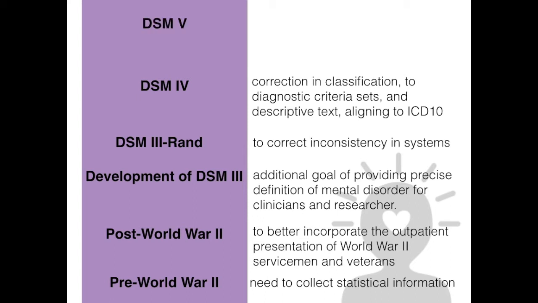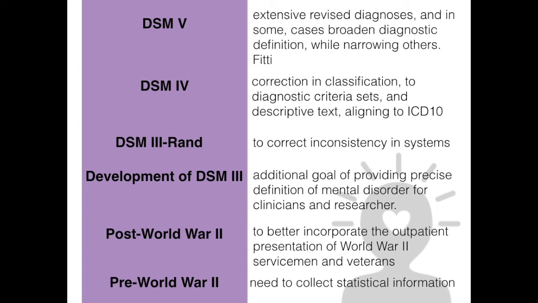And in 2013, DSM-5 was developed. The 5th edition of the Diagnostic and Statistical Manual of Mental Disorders, DSM, was approved by the Board of Trustees of the APA on December 1, 2012. It was published on May 18, 2013, which contains extensively revised diagnoses and in some cases broadens diagnostic definitions while narrowing definitions in others.